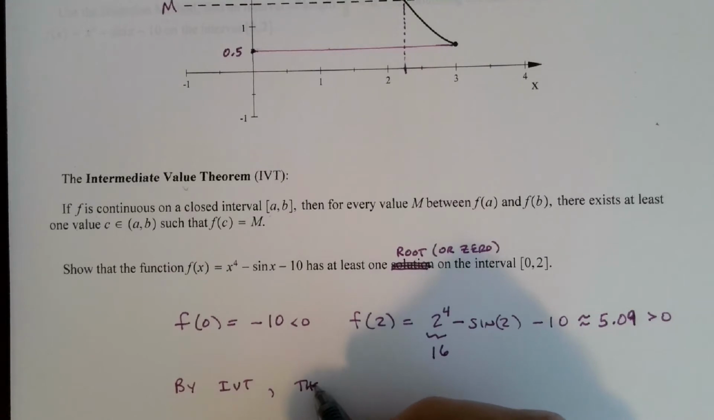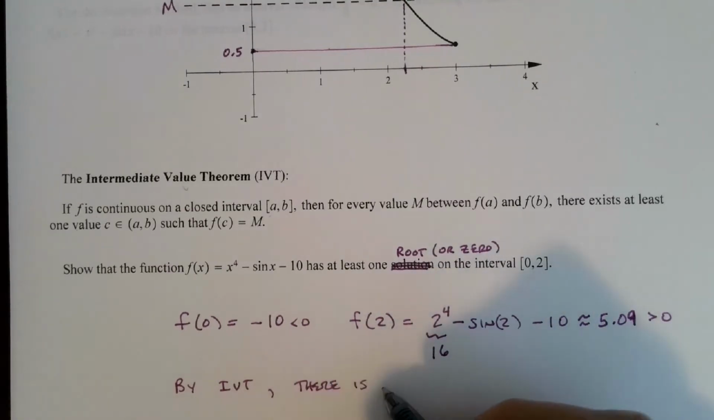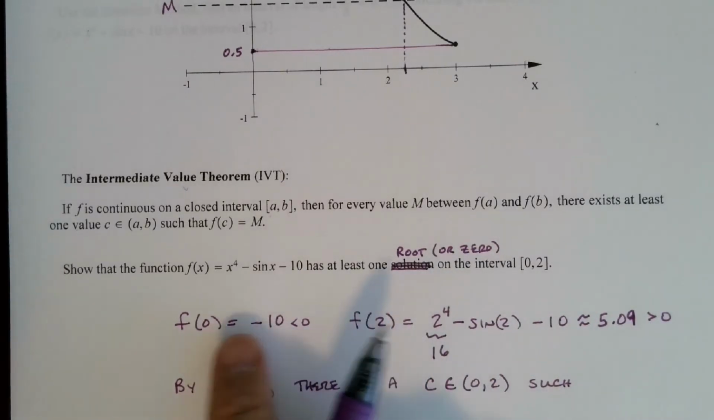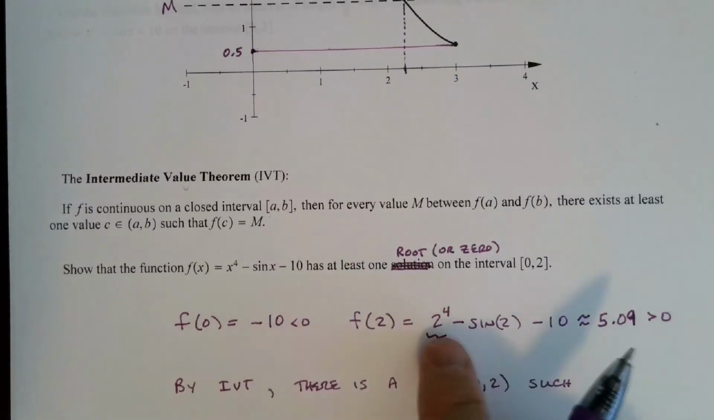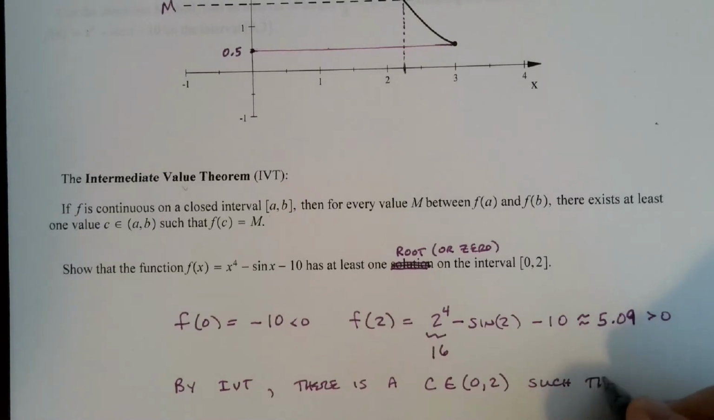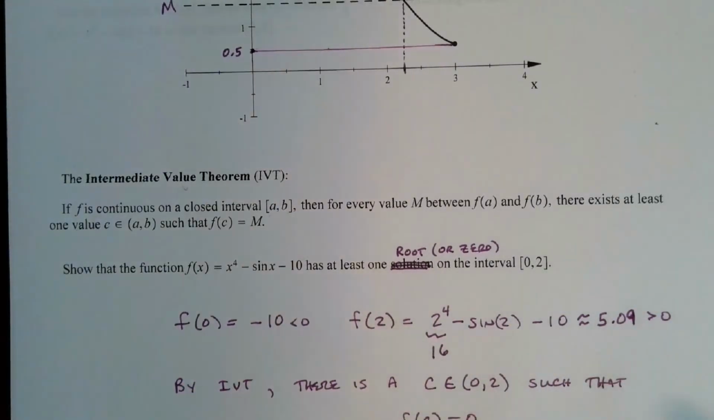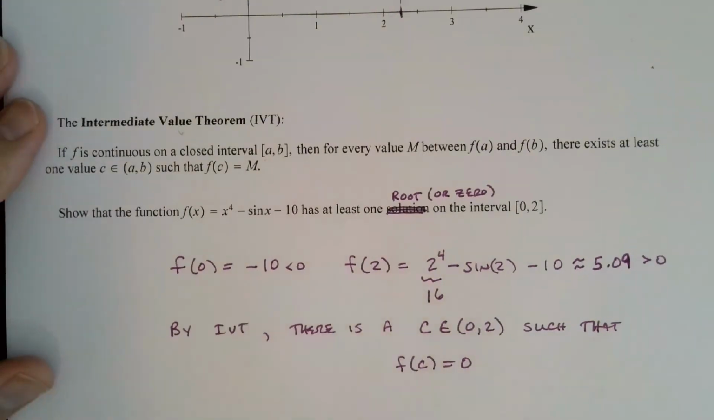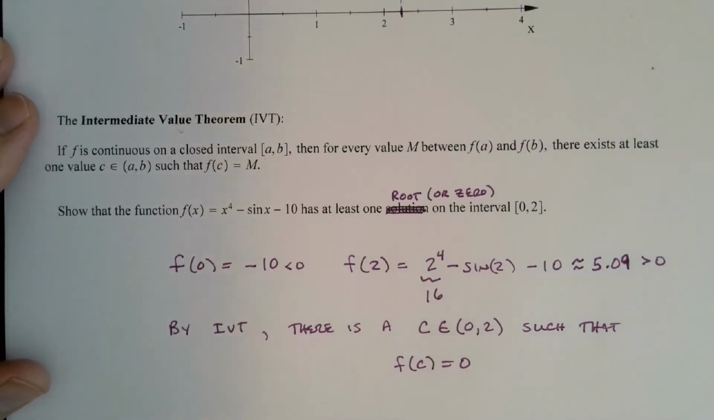there is, we'll call it c, in the interval from 0 to 2, and I did the open interval because clearly I know it's not equal to 0 at 0 or at 2, such that f of c is equal to 0. And so we know there's at least one root. At least one root. Okay.